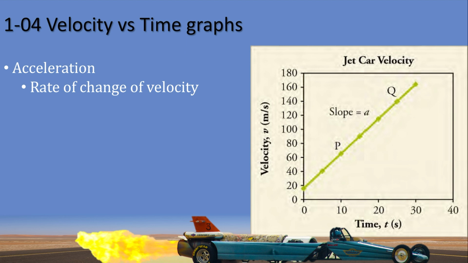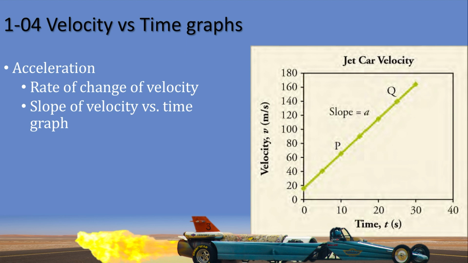For a graph like this, if we were to find how quickly the velocity is changing, that would be the slope, because remember, slope is the rate of change. So it would be the slope of a velocity versus time graph.